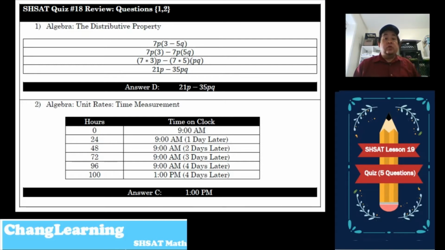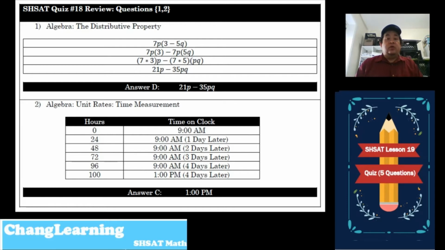For question 2, we had: it will take Fernando 100 hours to completely thaw a frozen turkey in the refrigerator. If he starts thawing the turkey at 9 a.m., at what time will the turkey be completely thawed? So, I guess refrigerators are kind of cool places as well, so it's going to take a long time for that frozen turkey to be thawed. This was testing algebra unit rates, your knowledge of time measurement, that 1 day is 24 hours.